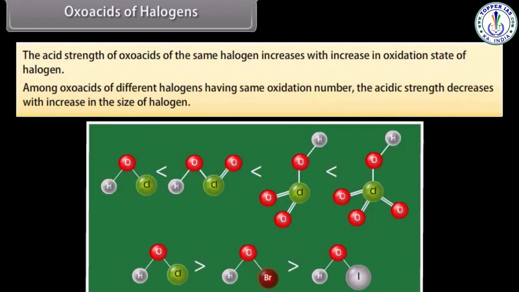For example, the acidic character of the hypohalous acid series is in the order shown. The greater the size of the halogen atom, the lesser will be its electronegativity, and hence the lesser will be the acid strength of the acid.